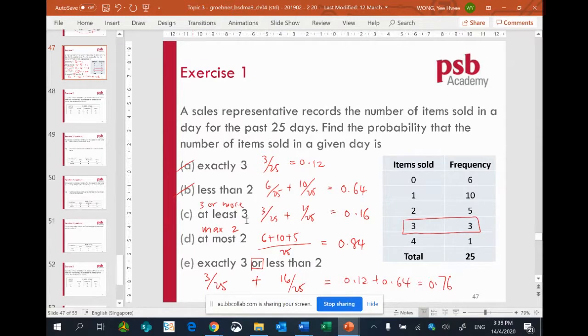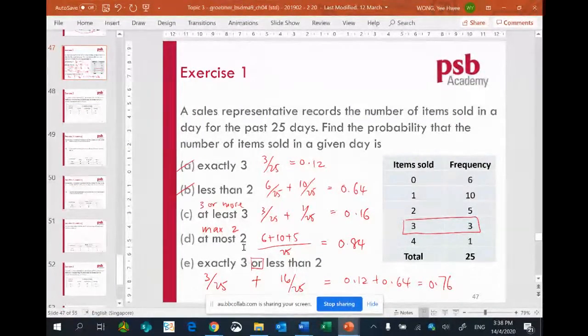C, at least 3. Another way of putting at least 3 is 3 or more, which will be easier to comprehend, right? 3 or more, so 3 or 4. So 3, then you plus another 1, which is 4. So you get 3 plus 1 is 4, and the probability is 0.16.